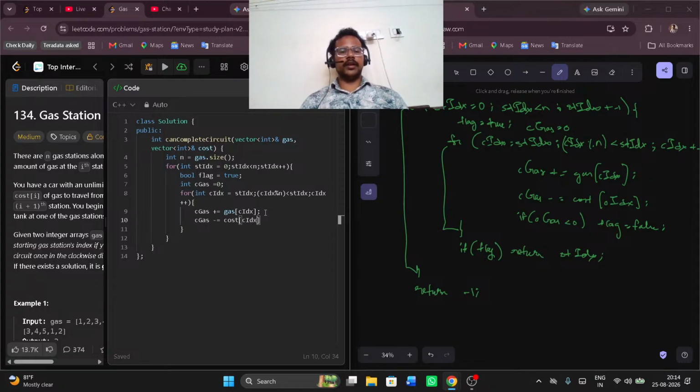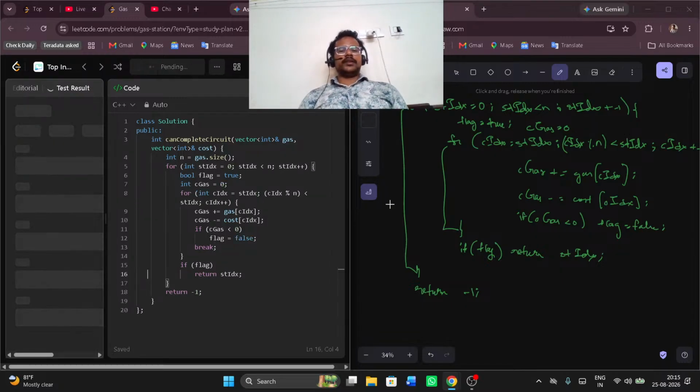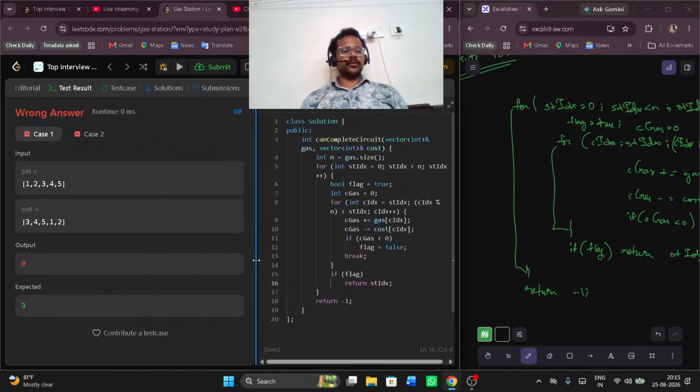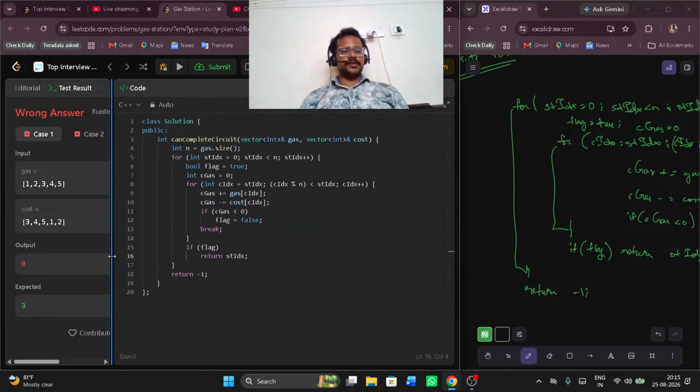Cost of current index. If current gas is less than 0, then flag will be false, and I'll just break the loop. Then if flag is still true, then we'll return starting index, if not return -1. I think this would work. No, it isn't. Output is 0, but expected is 3.